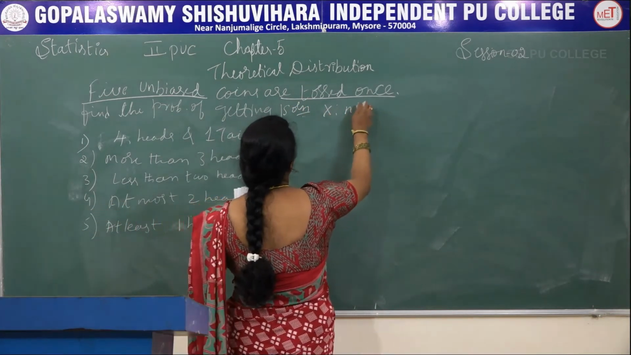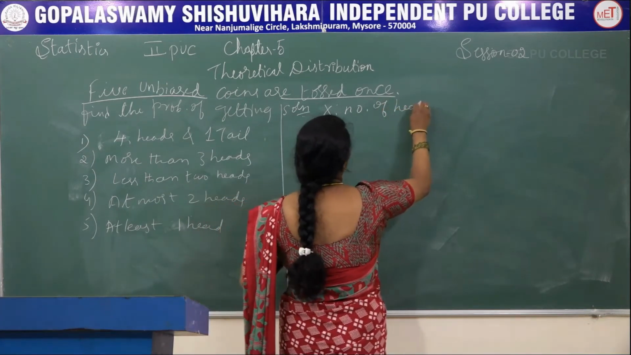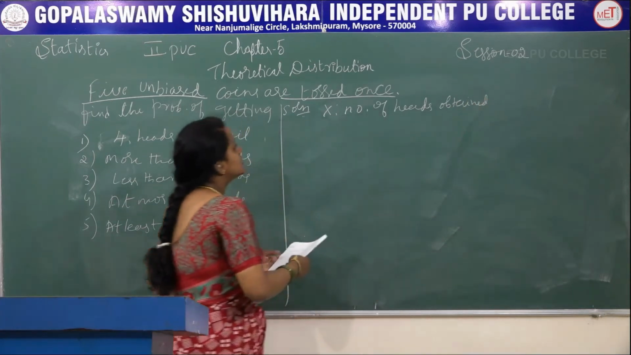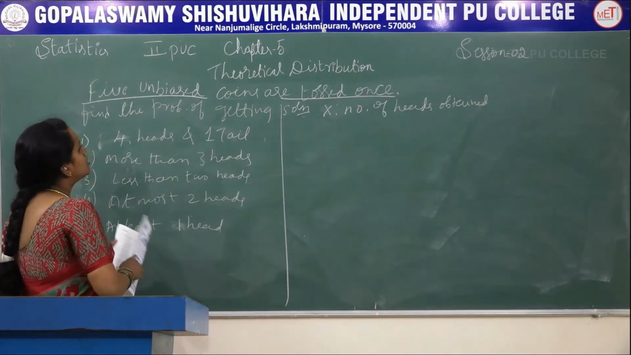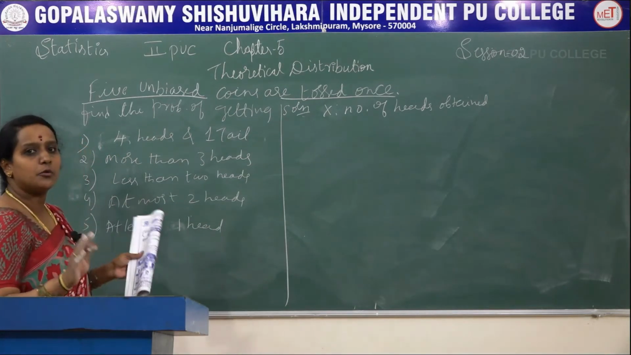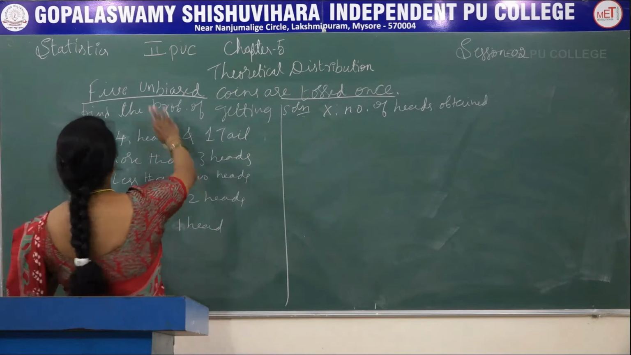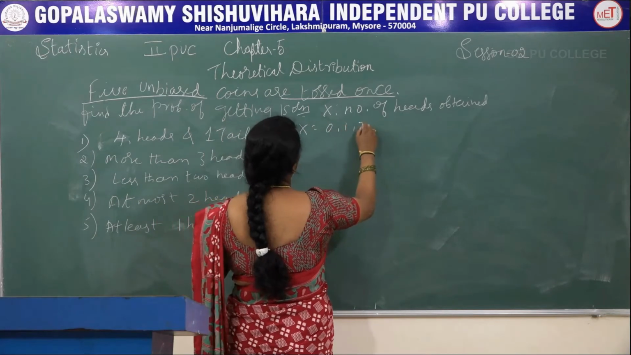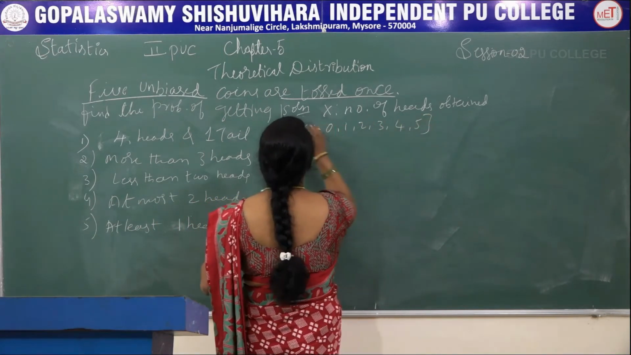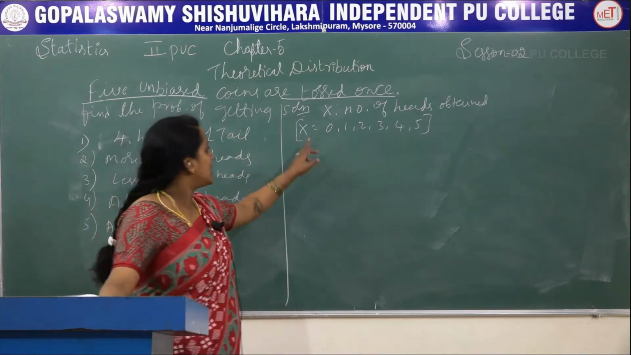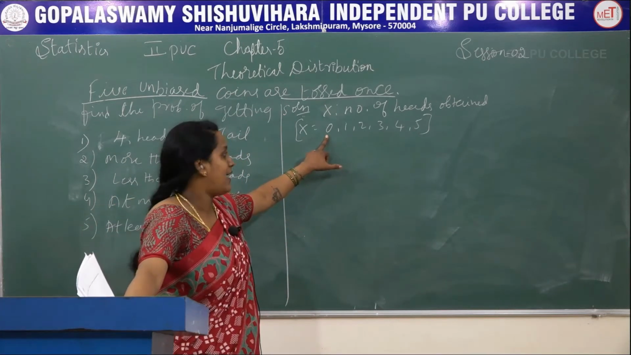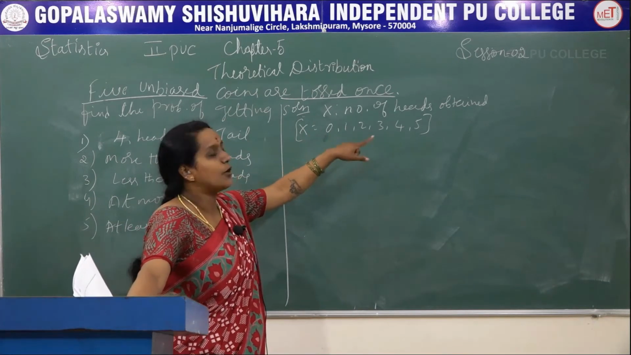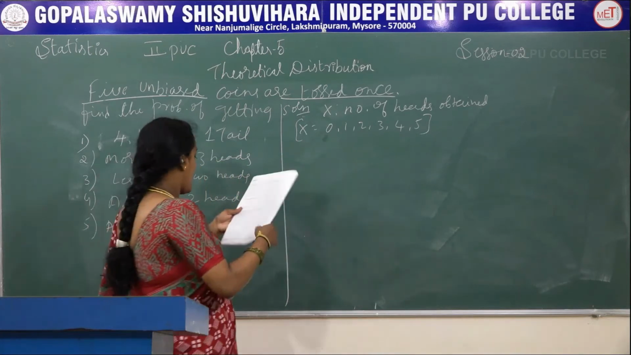X is the number of heads obtained. So x can take the values 0, 1, 2, 3, 4 and 5, because we have 5 unbiased coins. If x equals 0, it means I get no heads when I toss the coins. If it is 1, 2, 3, 4, 5, it will be that many heads.